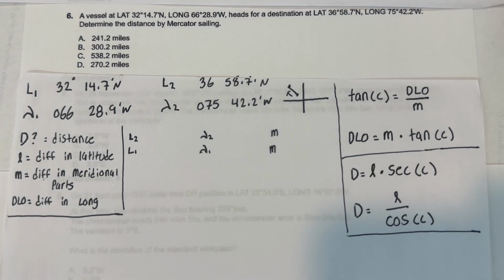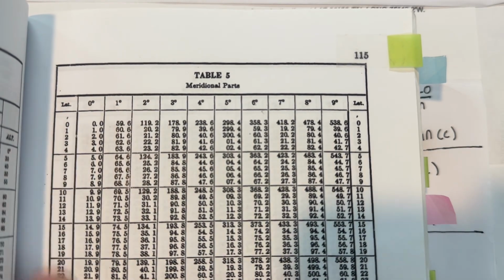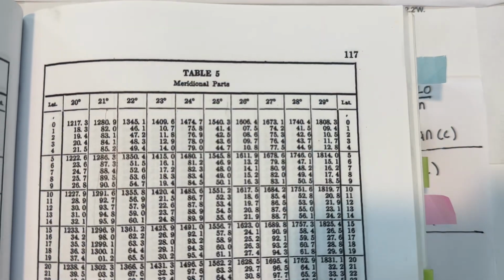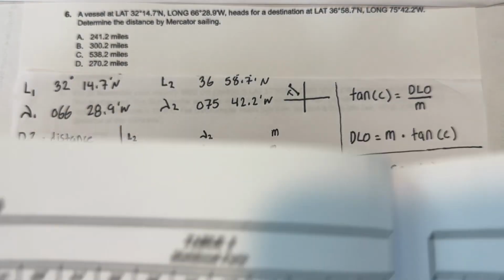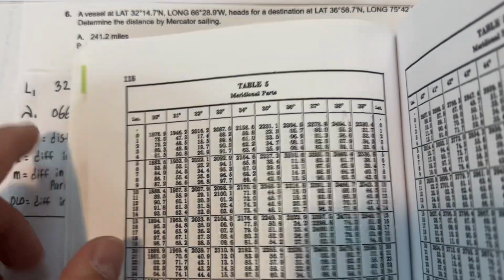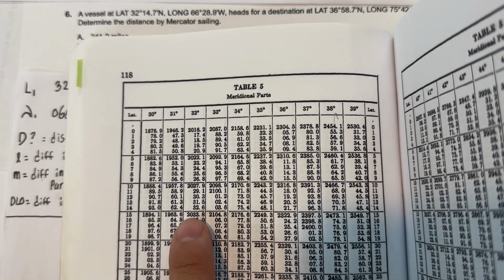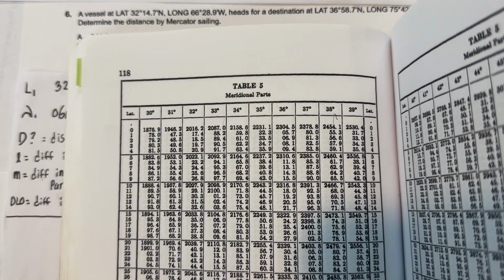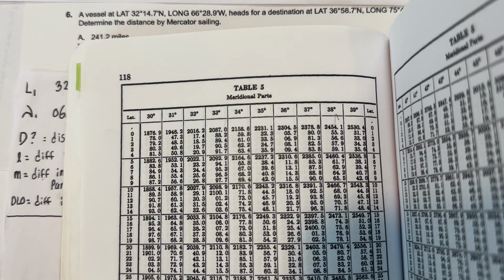If you open your book to table 5, there's a section that looks like this. On the top, you have your latitude. On the left-hand side, you have your minutes. So this is how you find meridional parts. You match the columns up to the latitudes given in the problem. So if we have 32°14.7', latitude 32, go down to 14.7, I round up. You can interpolate, that'll give you a more accurate answer, but it's going to be a pretty minor difference, so I just like to round up, it's easier.